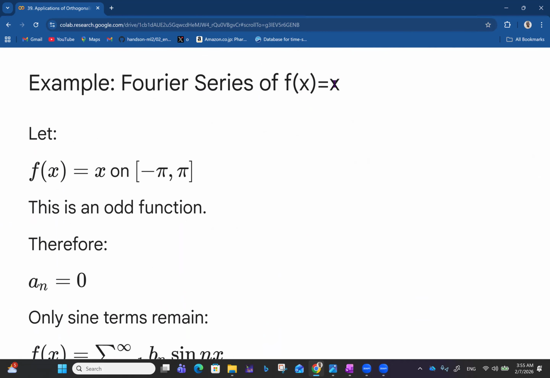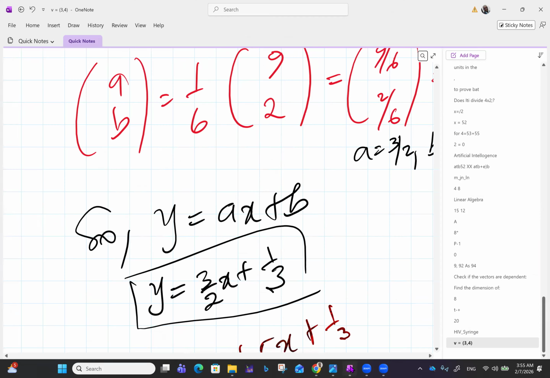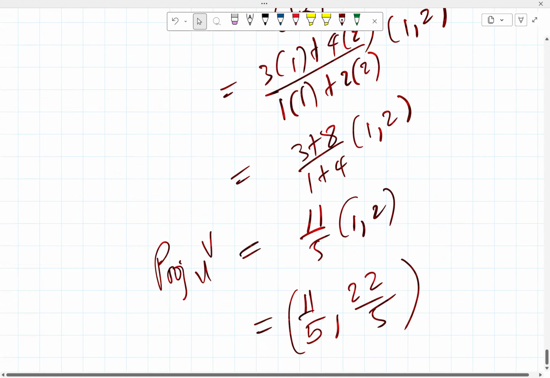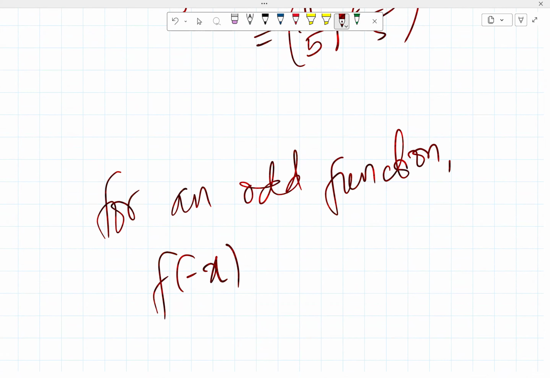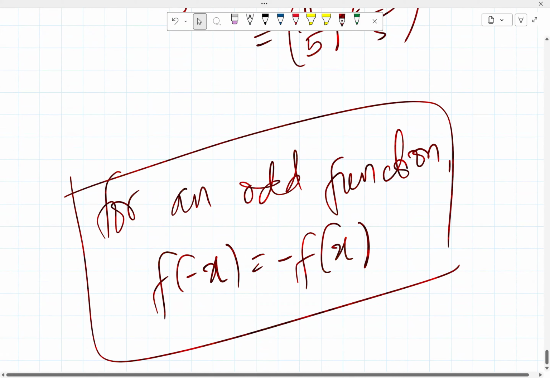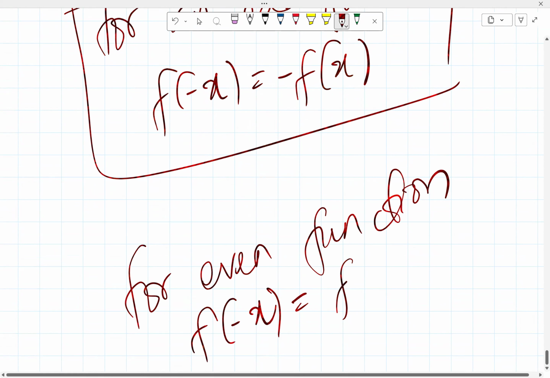So, the Fourier series of f of x equals x, for instance, as an example. Let f of x be equal to x on that closed interval minus pi to pi. This is an odd function, right? The idea of an odd function is that f of minus x is equal to minus f of x. That's what an odd function is simply about. For an even function, on the other hand, f of minus x is simply the same thing as f of x.